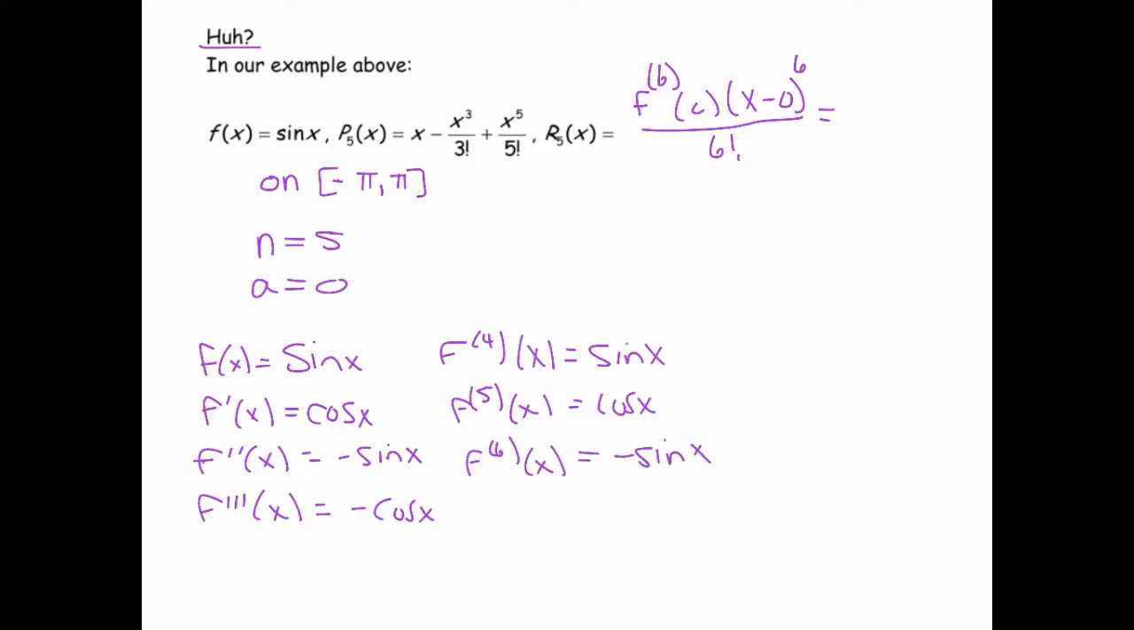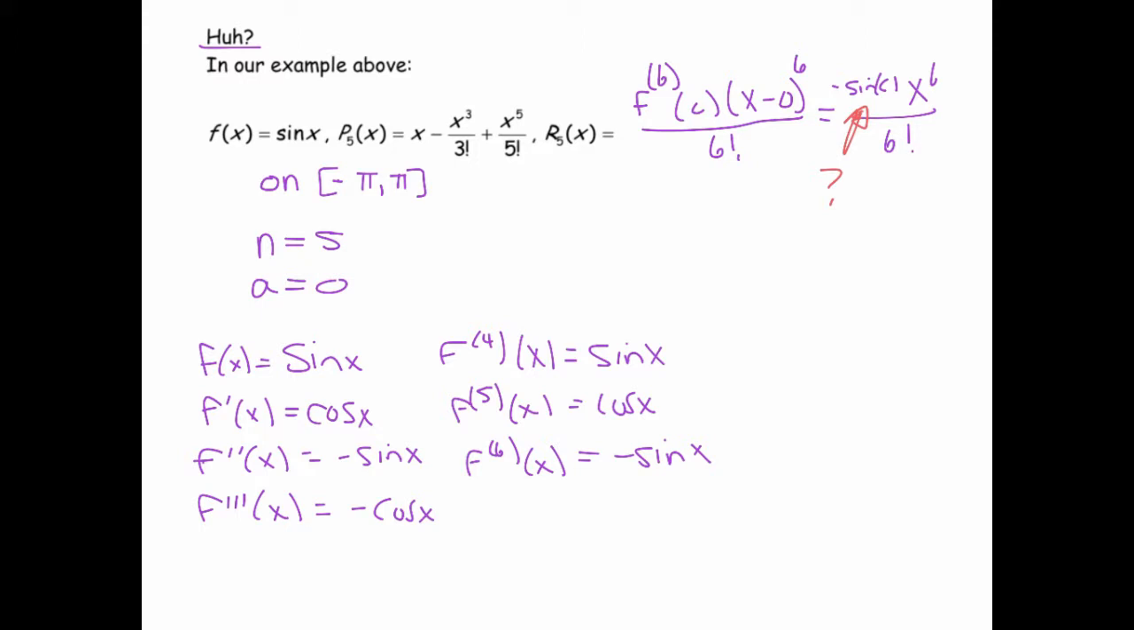So this is going to equal negative sine of c times x to the sixth over 6 factorial. Now the thing is, we have no way of finding this, right? So we can't really use this formula. So what we're going to do instead is figure out what this has to be less than. What is sine of x guaranteed to be less than on the interval negative pi to pi? And we're going to use that.